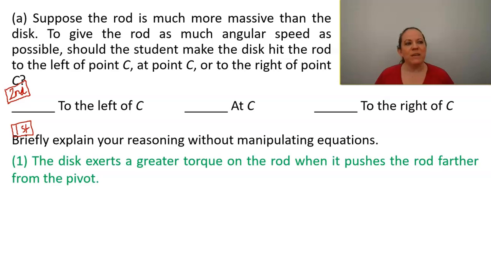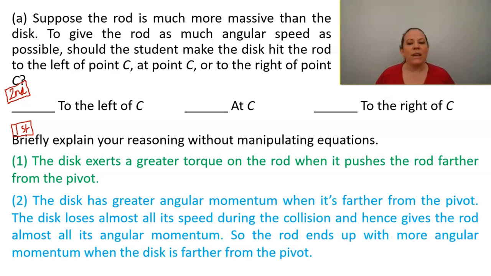We have a couple of ways we could think about this. One is that the disc exerts a greater torque on the rod when it pushes the rod farther from the pivot, or we can also think about it as the disc has greater angular momentum when it's farther from the pivot. The disc loses almost all its speed during the collision and hence gives the rod almost all its angular momentum. So the rod ends up with more angular momentum when the disc is farther from the pivot. In both cases, we need to select to the right of C.